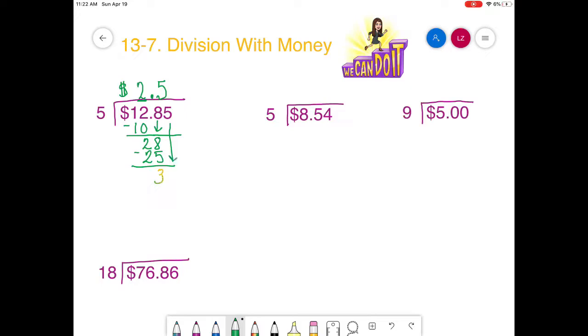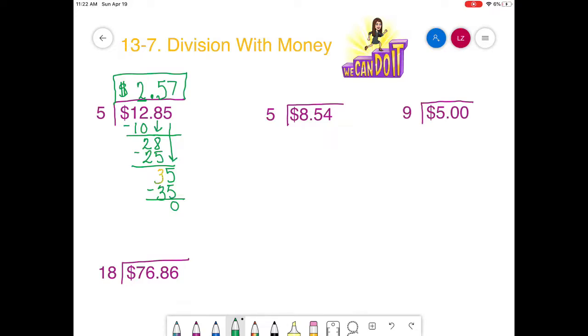Now we're going to bring this last digit down. We have 35. 5 goes into 35 7 times. 7 times 5 is 35. We're going to subtract and get 0. Perfect. This one worked out exactly right. We can take $12.85 divided up amongst 5 people. Everybody gets exactly $2.57.